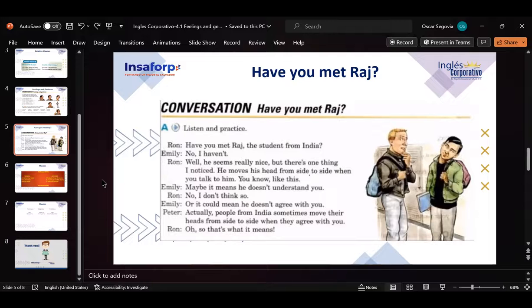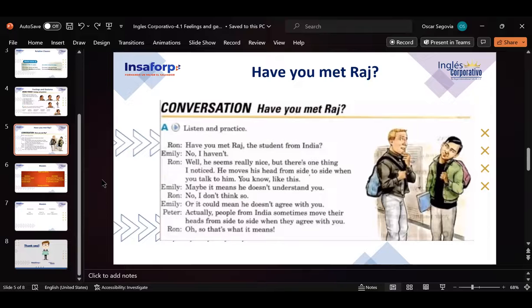Have you met Raj, the student from India? No, I haven't. Well, he seemed really nice, but there's one thing I noticed. He moves his head from side to side when you talk to him, you know, like this. Maybe it means he doesn't understand you. No, I don't think so.